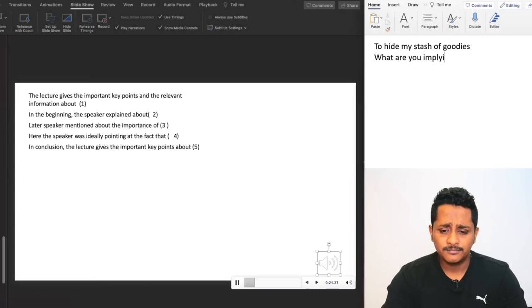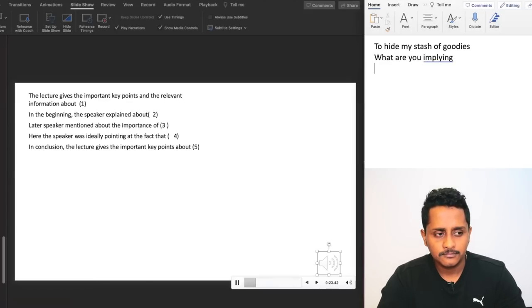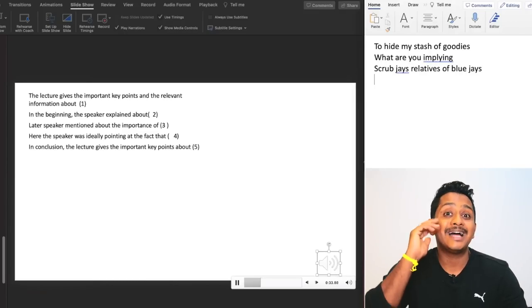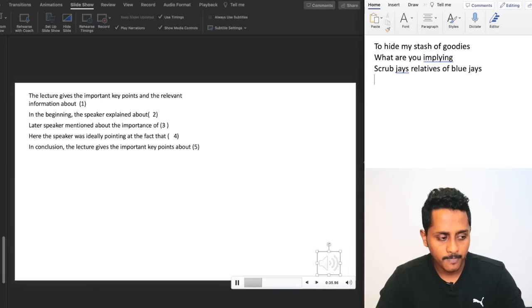Well, I will write. Scrub jay, relatives of blue jays. I'm not listening now. Scrub jays, relatives of blue jays. I'll start listening. Difficult sentence, I'll wait.